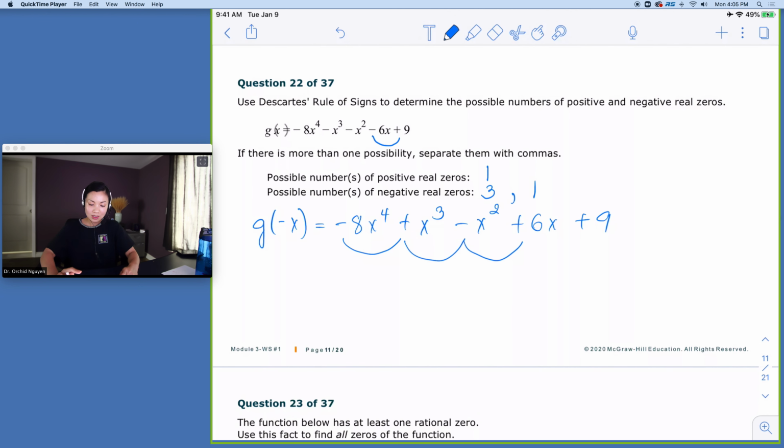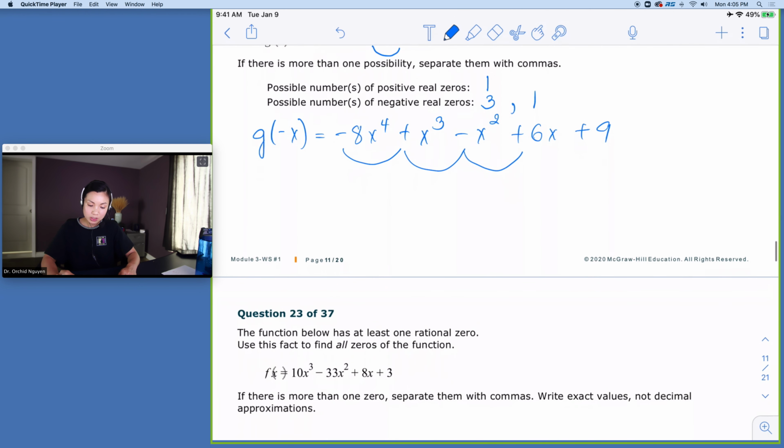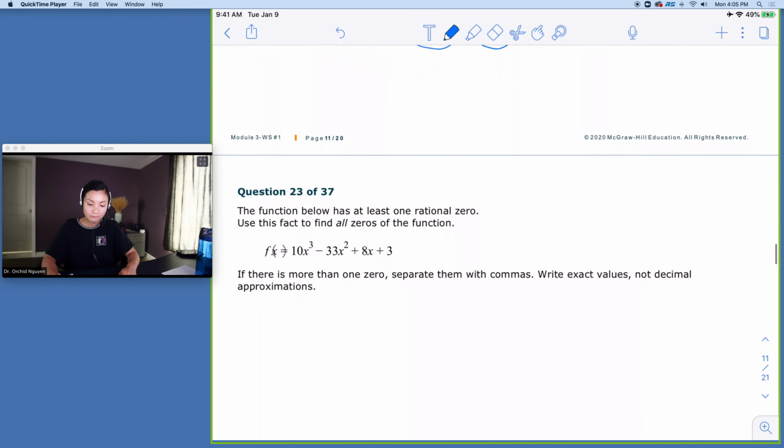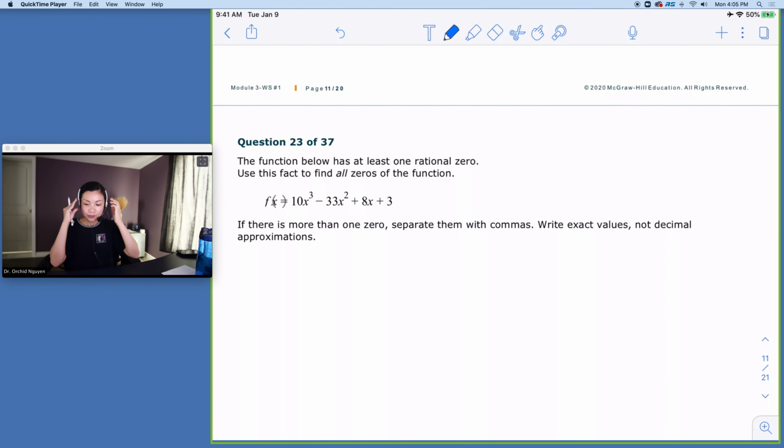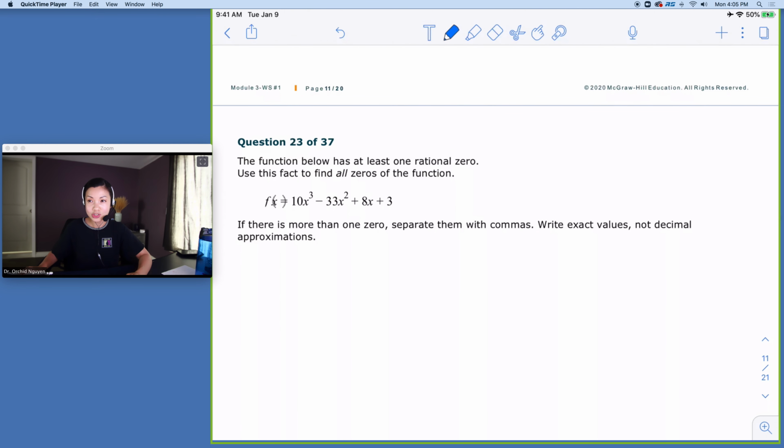Okay? All right. Now, number 23. So the function has at least one rational zero. We're going to use it and we're going to find all the zeros. So I can use the rational zero theorem. You take a naught, divide by an, right? But I'm going to do the easy one. One possible would be 3 over 1, right?